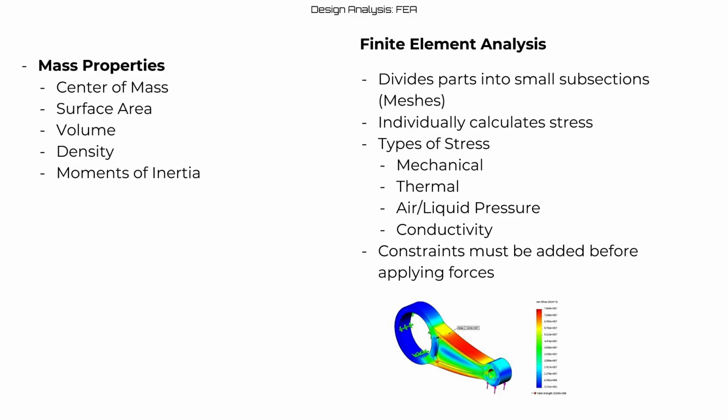Moving on to finite element analysis, also known as FEA. Basically, it divides parts into small subsections called meshes. These are usually geometric shapes, such as triangles, squares, or any other polygon. And individually, they calculate stress. There are different types of stress, such as mechanical, thermal, air, liquid pressure, and conductivity. However, constraints must be added before applying forces.